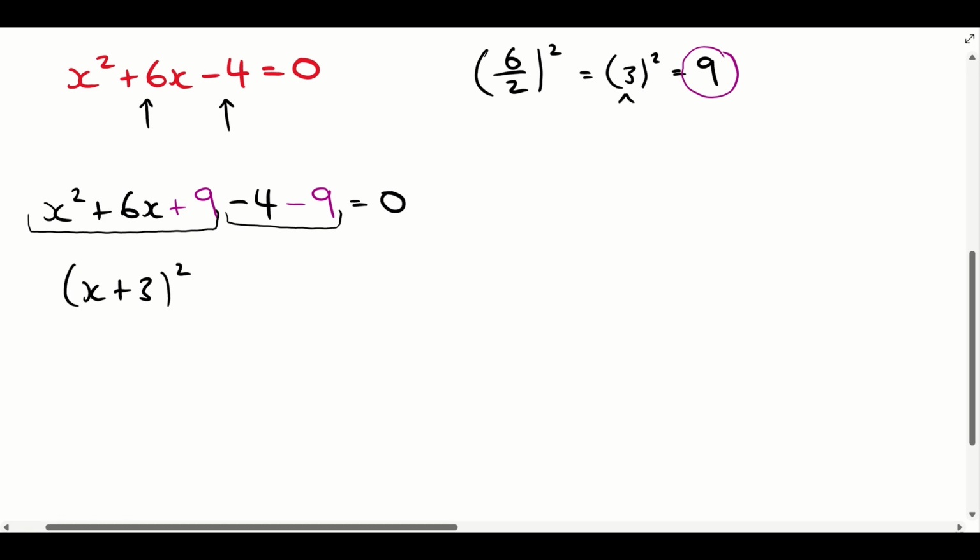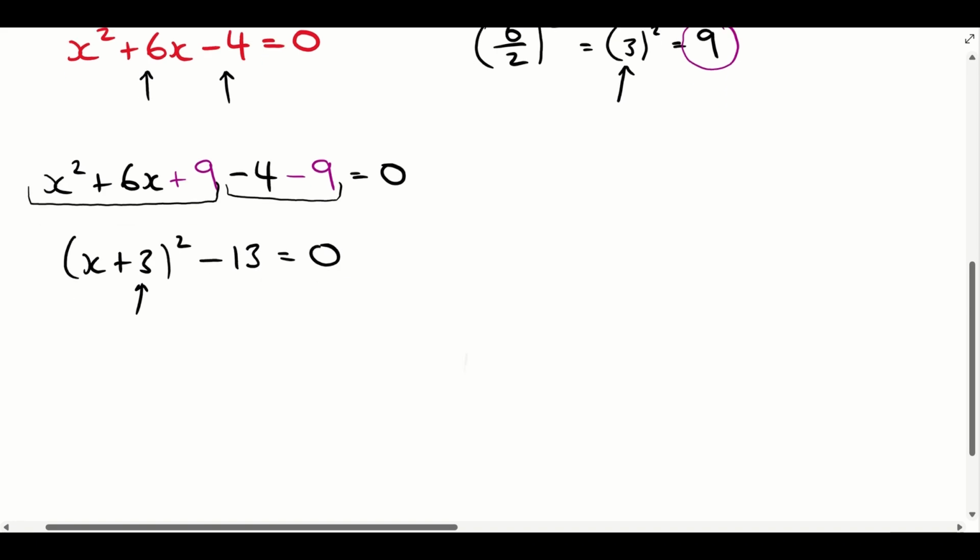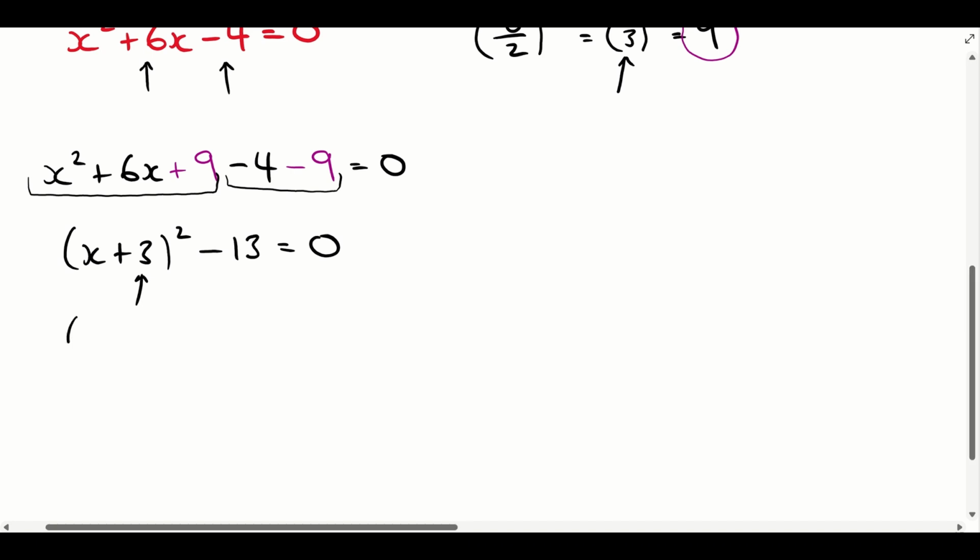Notice that this number here is the number that is coming into our brackets, which are being squared when we factorise. And now I have left over here minus 13 in total, and that has to be equal to 0. Now this is something that I can start to solve. If I move my 13 over to the other side, x plus 3 squared needs to be 13.